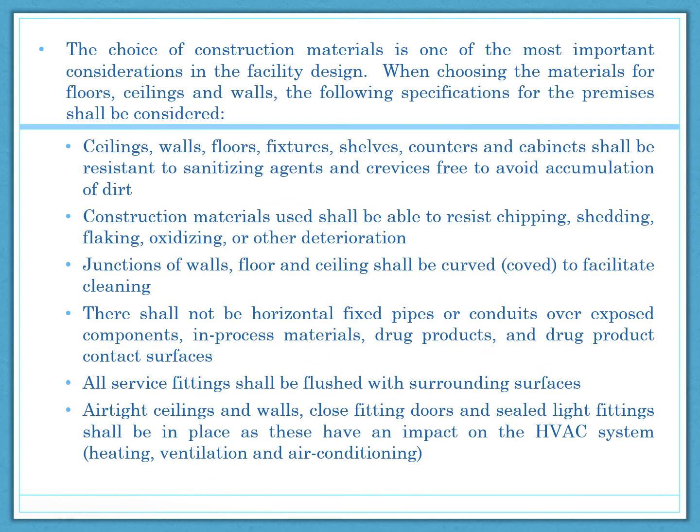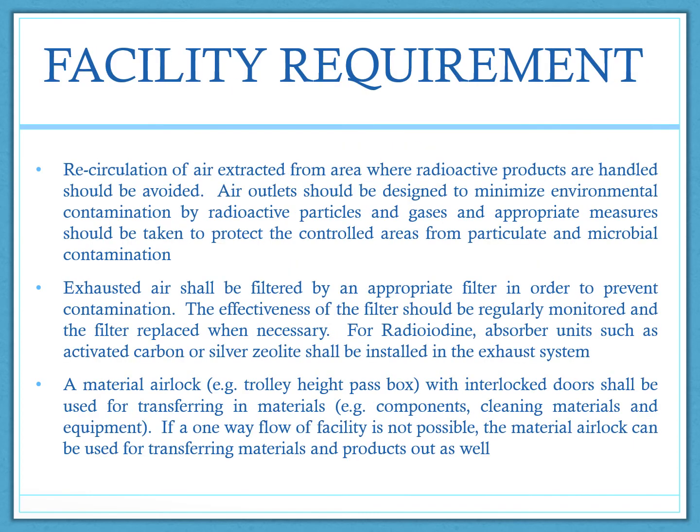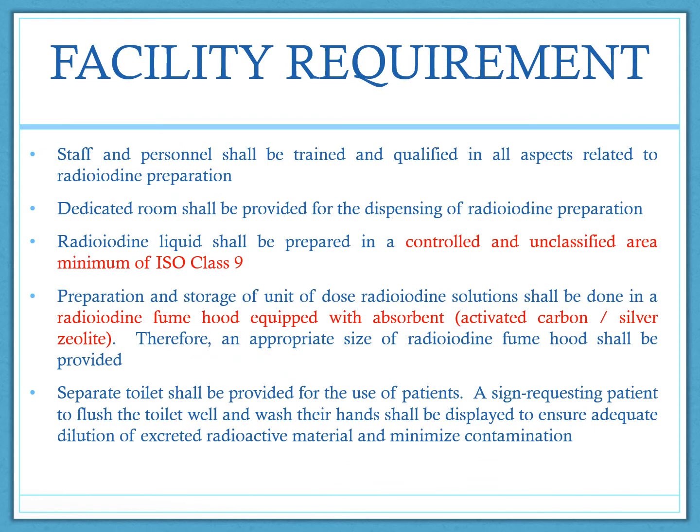And then I would say there's not much different from other requirements. You can have a read later. And this is about the facility requirement of those radioiodine preparation laboratory. So this radioiodine liquid shall be prepared in a controlled and unclassified area, minimum of ISO class 9. So it's an unclassified area. It does not categorize as in grade A or B or C or D, but it's under class unclassified areas of the ISO class 9.